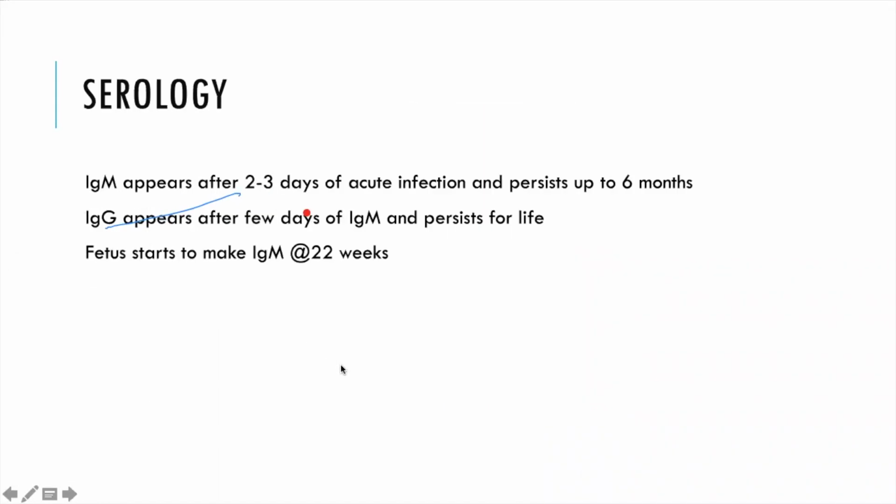Serology: IgM appears after 2 to 3 days of the acute infection and persists up to 6 months. IgG appears after a few days of the IgM and persists for life. When does the fetus start making IgM? At 22 weeks. This is also an MCQ question.